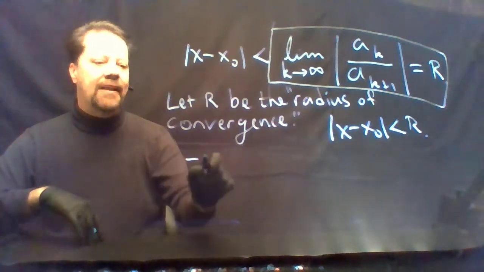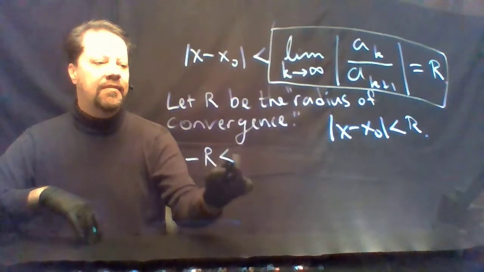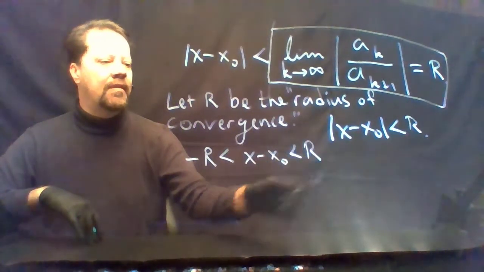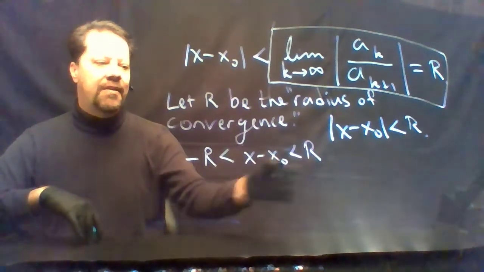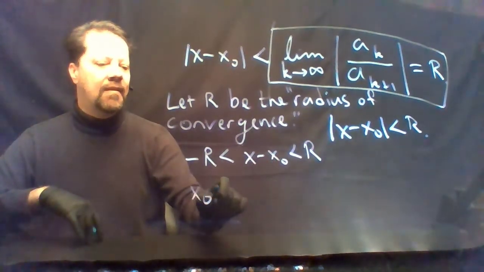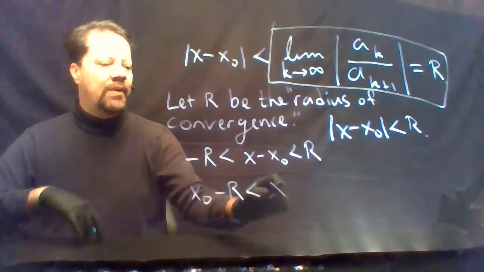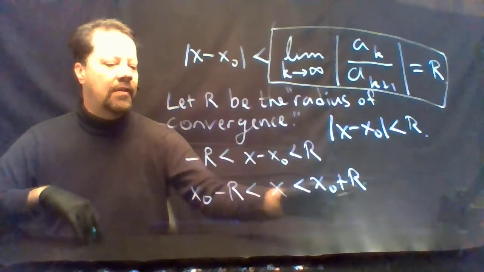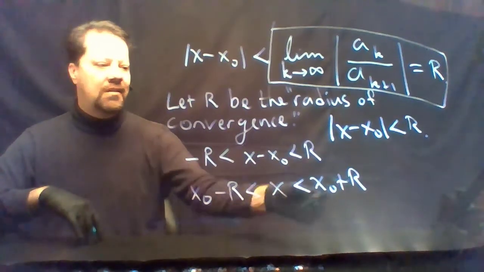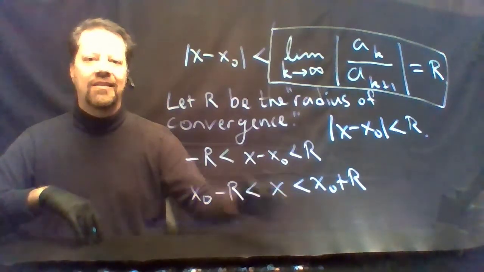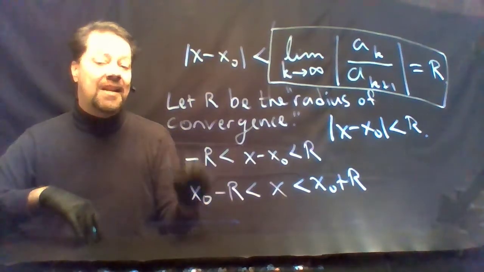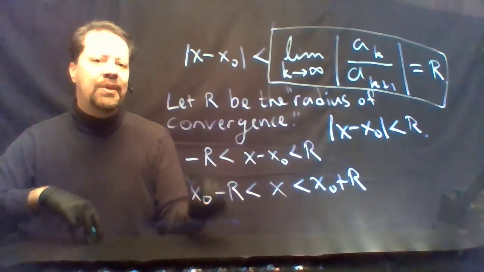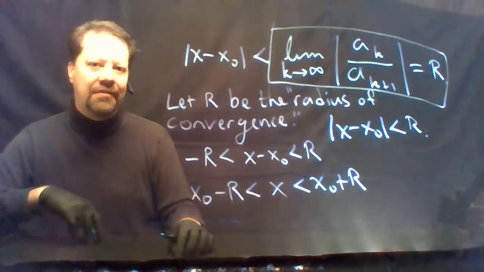This absolute value inequality can be solved by adding x naught to all three parts. We only get convergence for x values between x naught minus r and x naught plus r. This won't necessarily be the interval of convergence. However, it certainly will contain the interval of convergence.